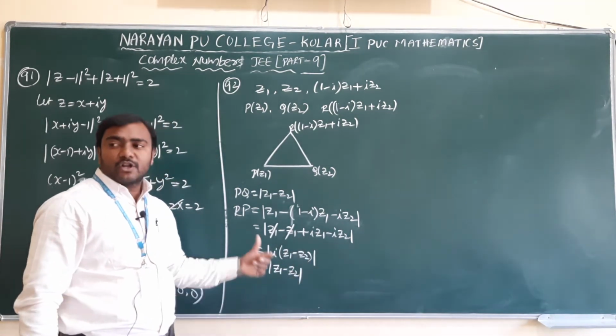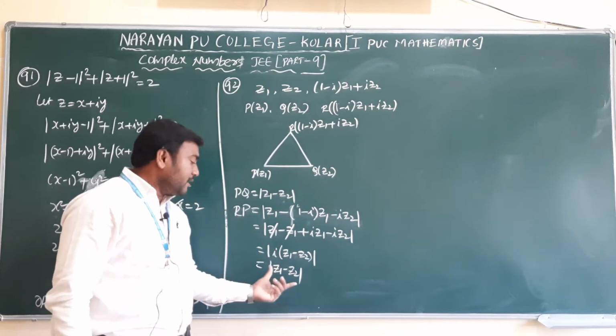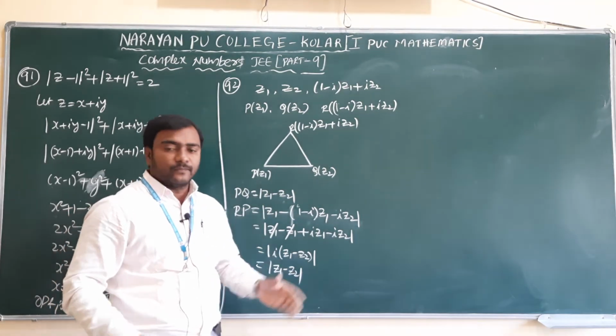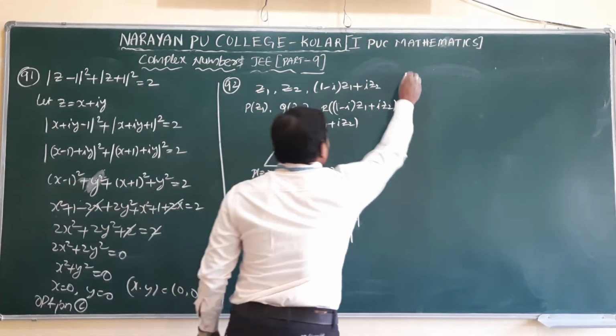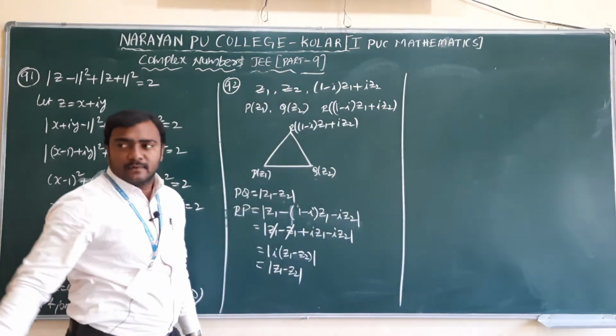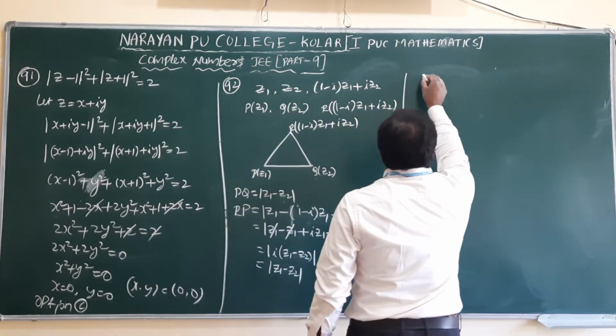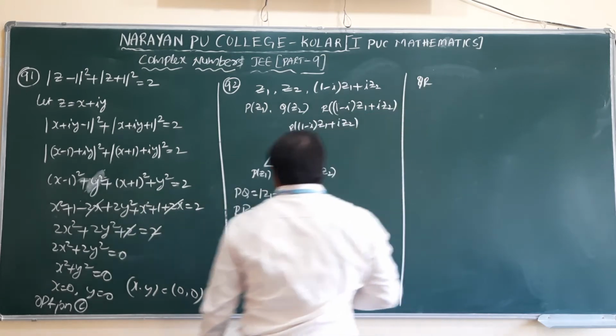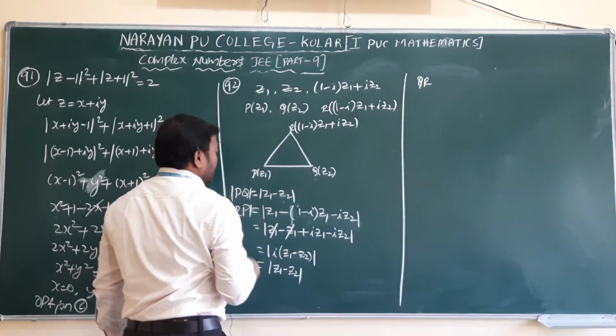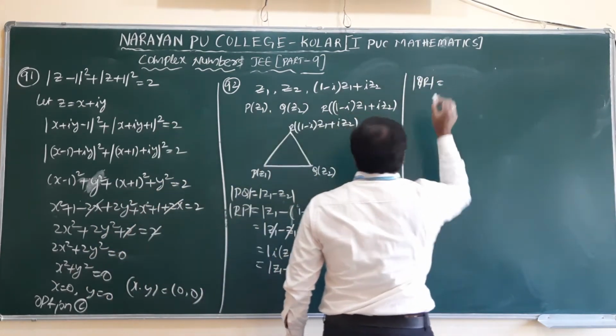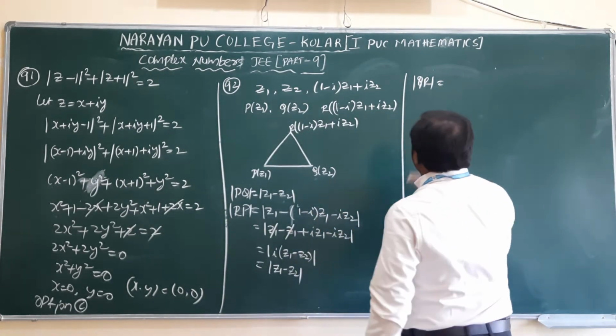So already we know that the modulus of i value is 1. So here, modulus of z1 minus z2. Now here I have to find QR. So for QR, I take the modulus of PQ and modulus of RP. So here modulus of QR is equal to modulus of QR.